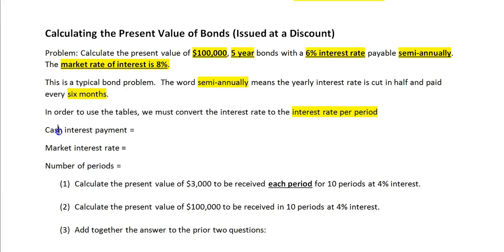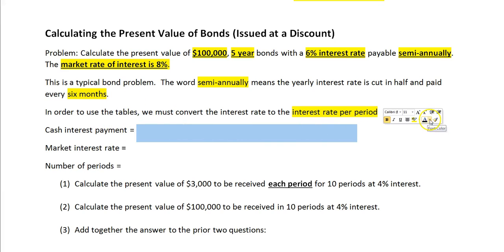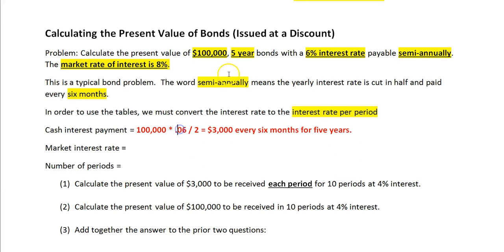The first part, the cash interest payment. The cash interest payment will always be equal to the face value of the bond times the coupon rate, and in our case, since it's semi-annually, we're going to divide by 2. So that's what we're going to see here. The $100,000 face value times the 6% coupon rate divided by 2 because it's semi-annually equals $3,000. So there'll be a $3,000 cash interest payment every 6 months for 5 years.